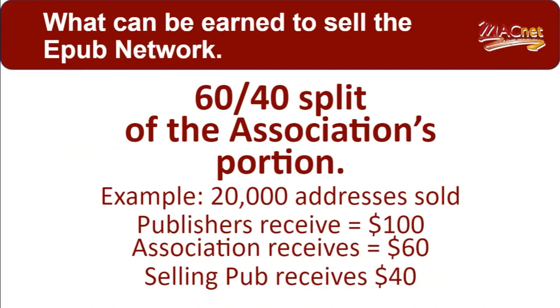So an example is if we have 20,000 addresses sold, the publishers receive $100, which is their half, and the association receives $60 of that, and the selling publisher receives $40. So we're taking the $200 and the publishers receive that $100 for running the ad in their Epub, and the association is receiving $60 of that, and the selling pub receives $40.